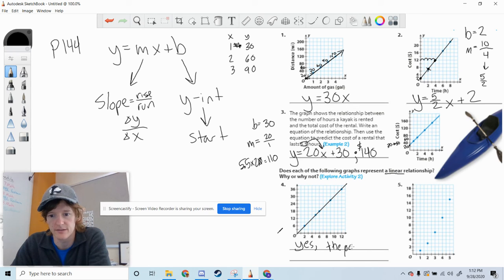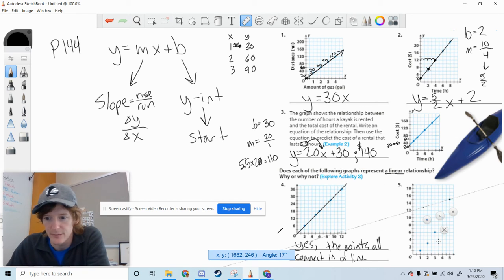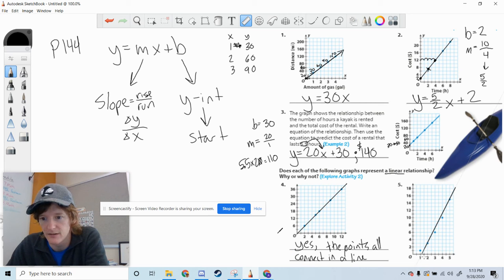The points all connect in a line. And that's what linear means. All of the points are on that line. So let's check the next one. We'll get our line. We'll put our dot maybe at the last one there. Put our dot here, maybe that one.